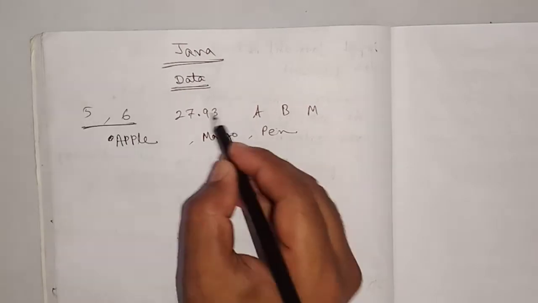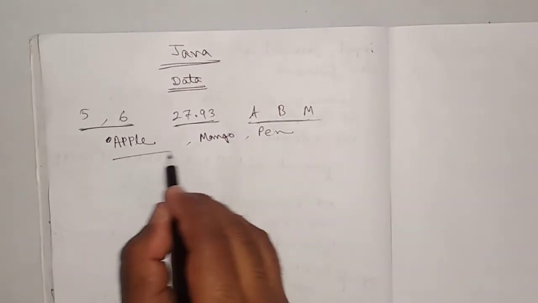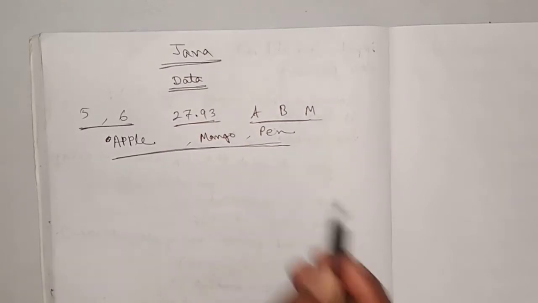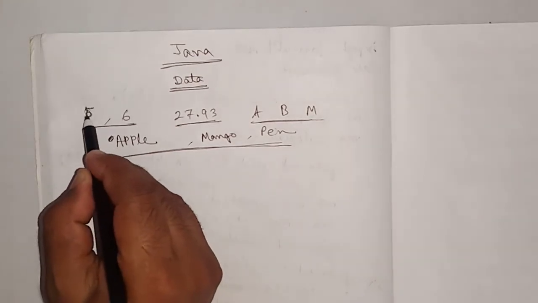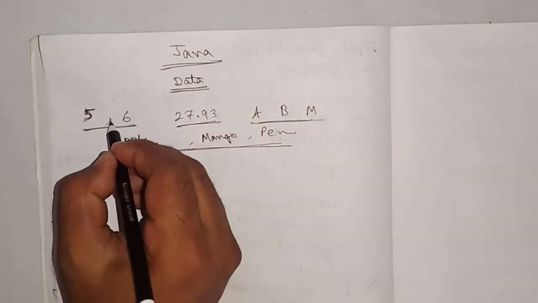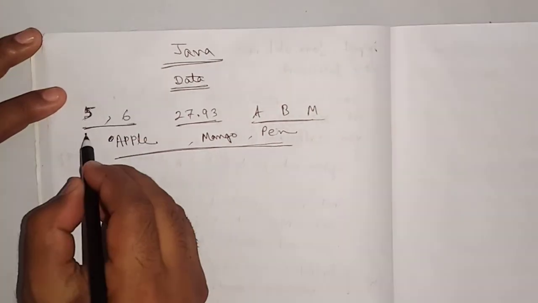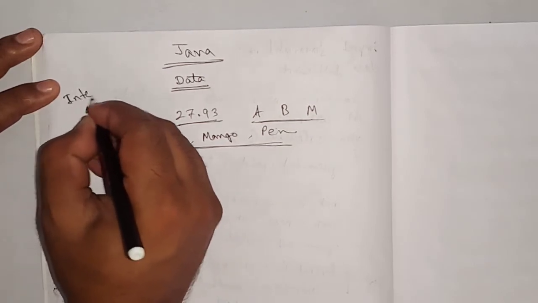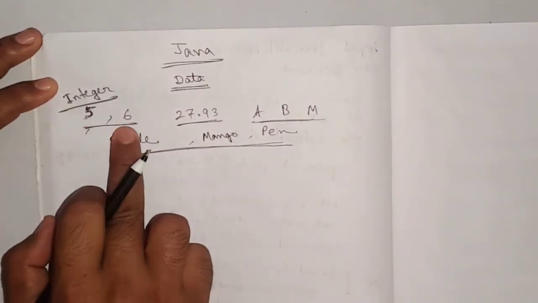5, 6, this is one type of data, and this is another type of data. So I'm explaining each and every type of data to you first. Here is a number only, without a point. So normal 5, 6, 10, like the round figure number. We call a round figure number integer.